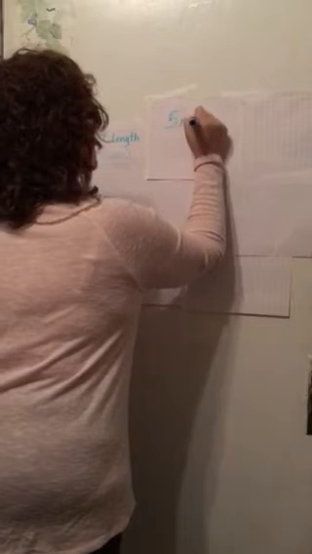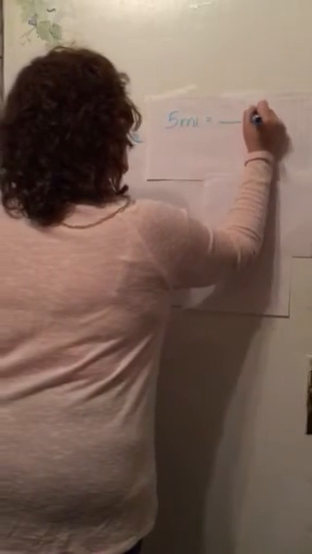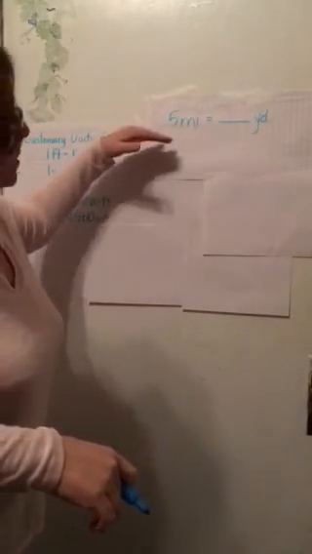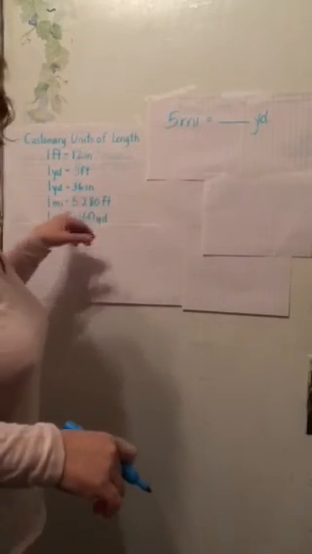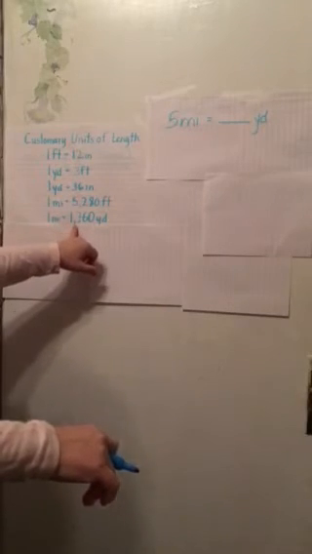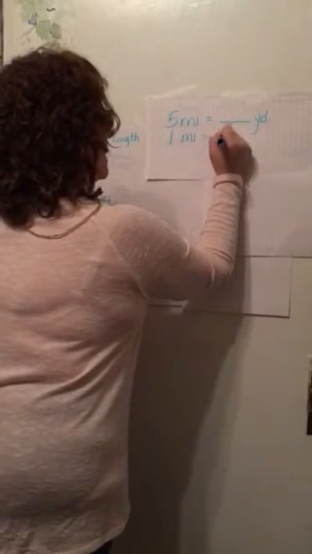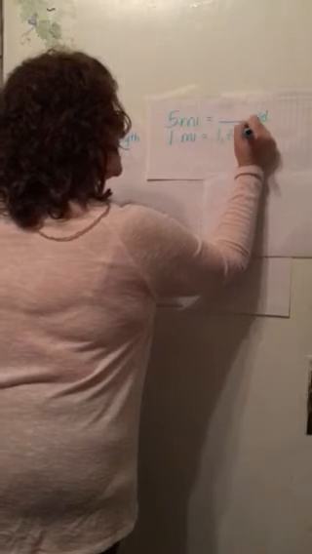Taking a look at number 11. That is 5 miles equals blank yards. 5 miles equals blank number of yards. So we're looking for a conversion factor that gives us miles and yards, and we're going to write it right underneath. Here it is. 1 mile equals 1,760 yards. So 1 mile equals 1,760 yards.